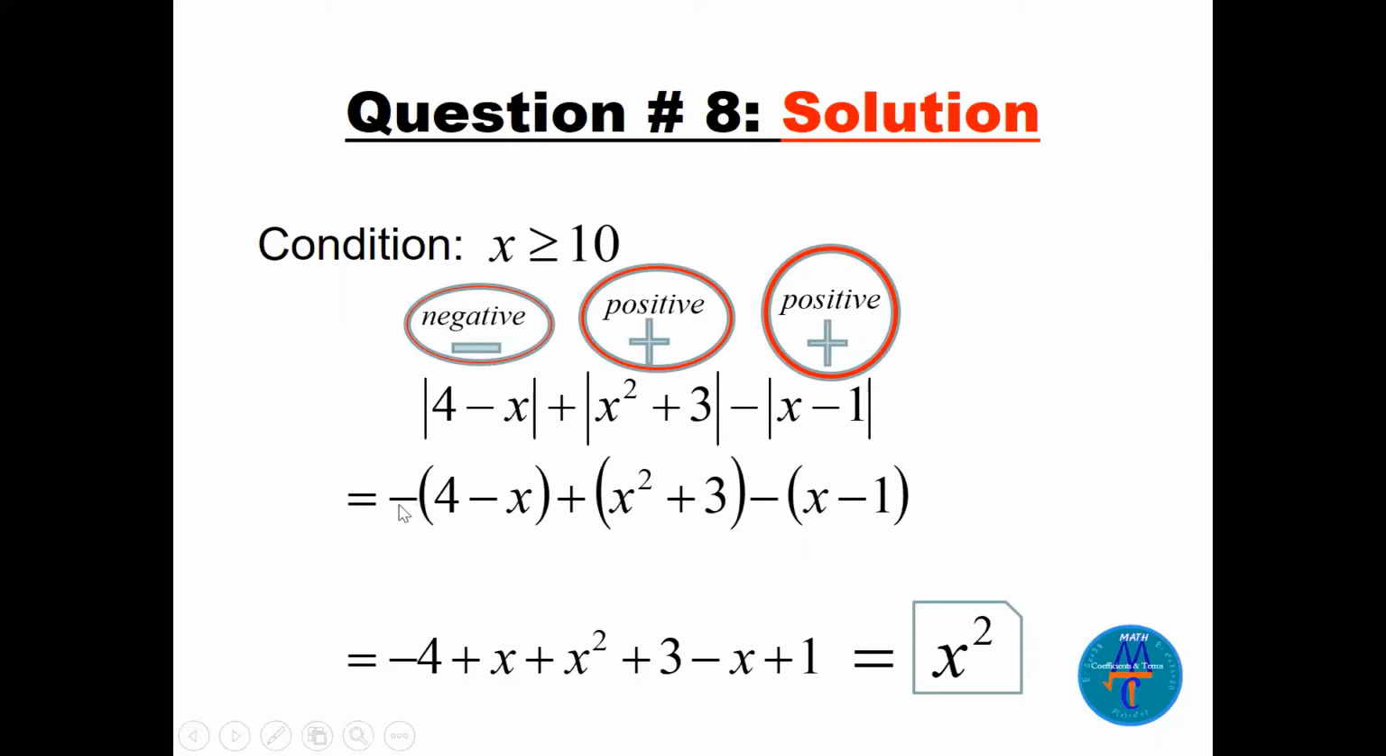We put a minus. X squared is a positive number or 0. But x is greater than or equal to 10, so it's positive, plus 3, positive, all positive. This one is positive. X minus 1 is positive. So this minus is from the question, and there is no need to put the minus like this one here. Just simplify the expression. Minus 4 plus x squared plus 3 minus x plus 1. Simplify all the numbers, you get x squared.